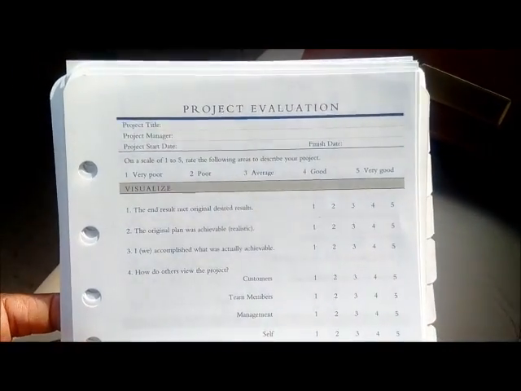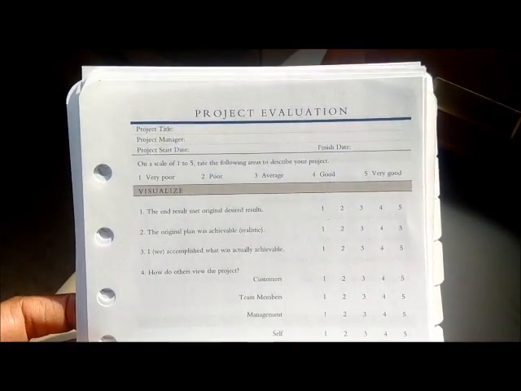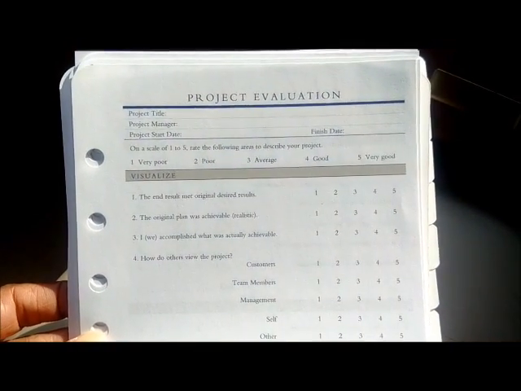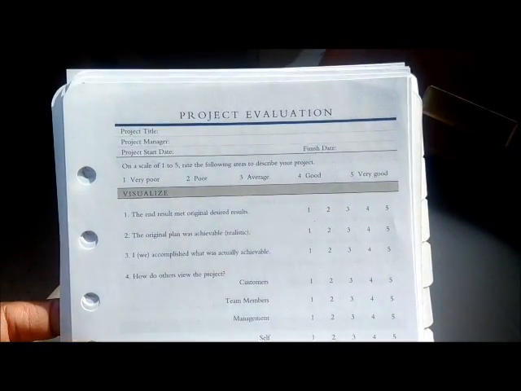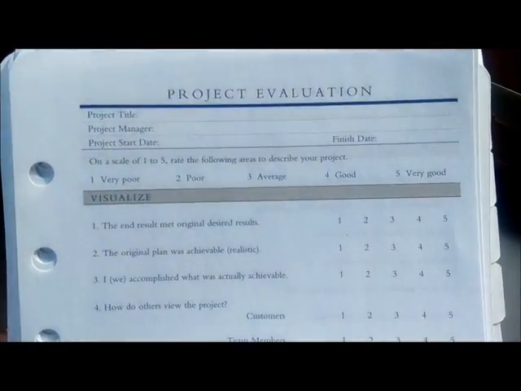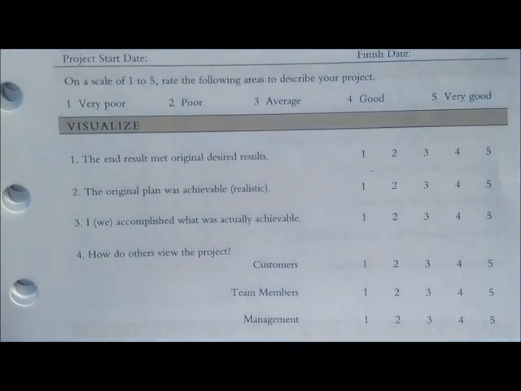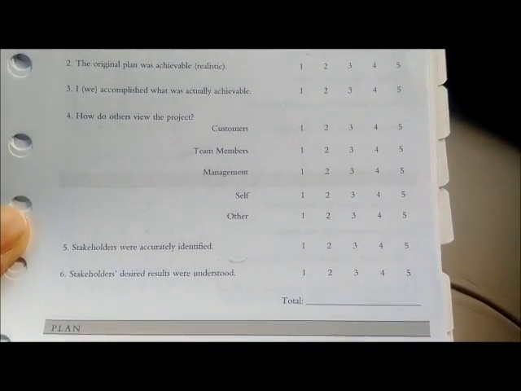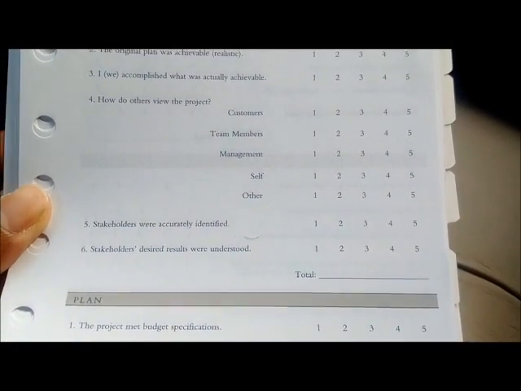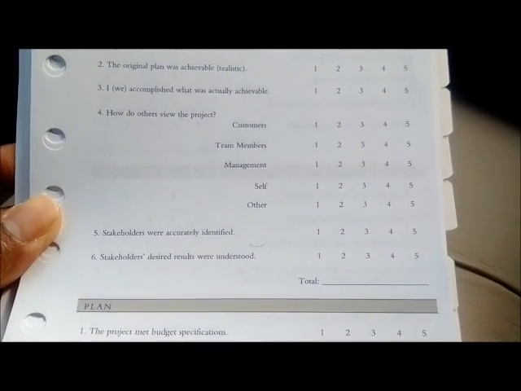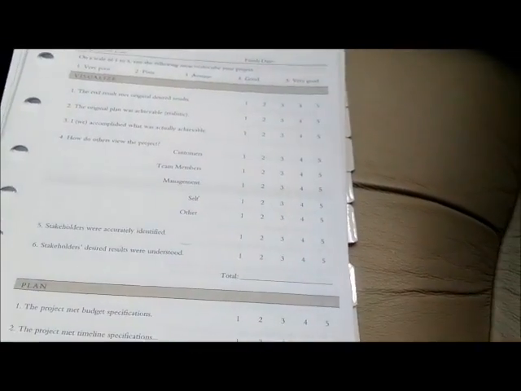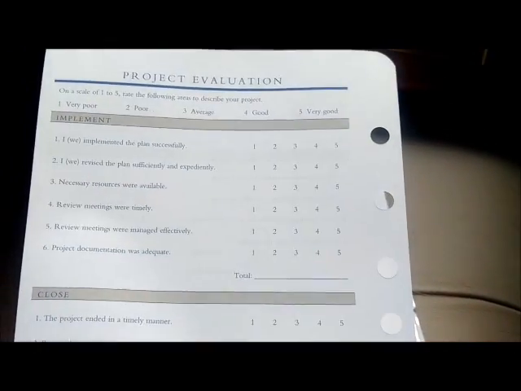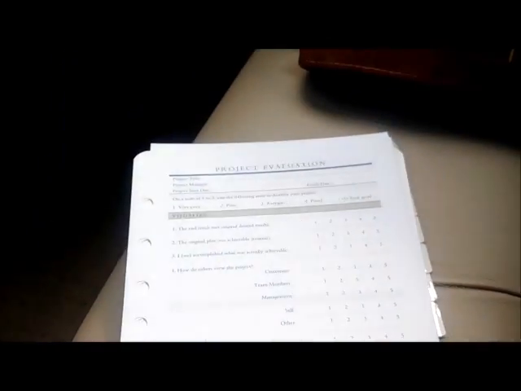So moving on, I'm just trying to go quickly here. Project evaluation. Okay, this is great, where after the project is done, the project is being rated, and you can rate on a scale of 5 to 10 if the end result met the desired needs, if the original plan was achievable, how do others view the project, and whether the stakeholders were accurately identified, etc. So this is great. After the project is done, you could use this type of thing to evaluate if the project was successful or not.